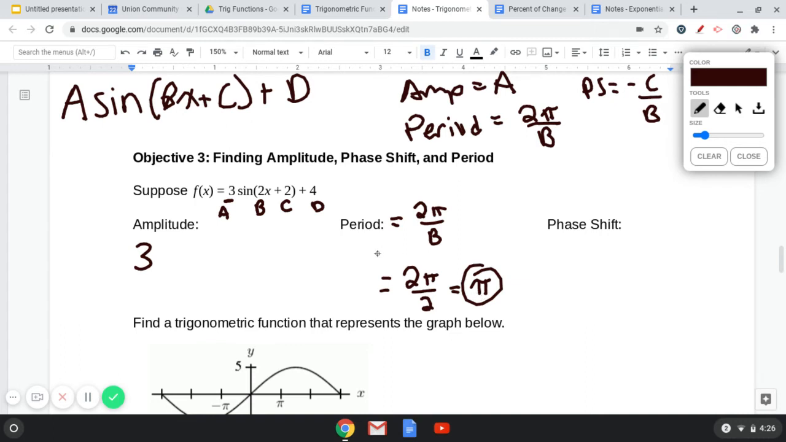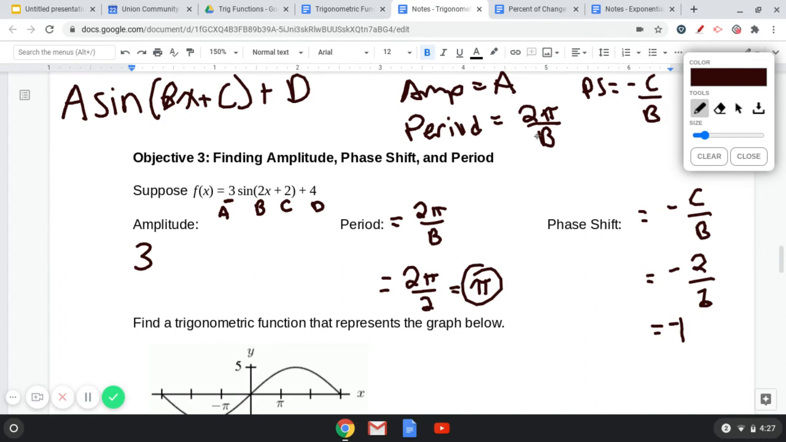Now our phase shift is negative C divided by B, which is negative 2 over 2, which is negative 1. Which means that we will go to the left 1. And that's going to be it for that.